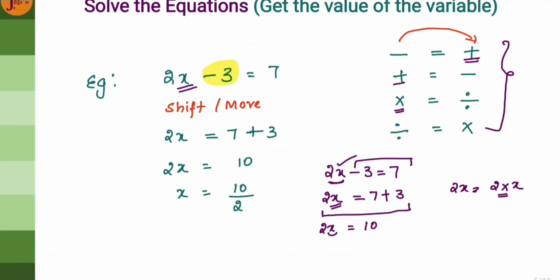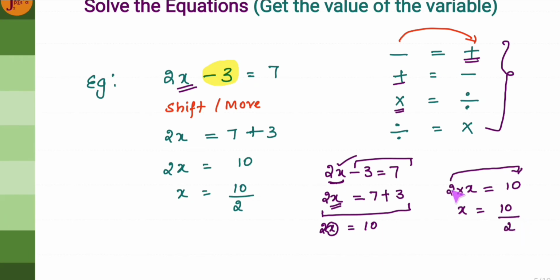Now we still did not get the x value. We just want the x value, but there is 2 here. 2x means it is 2 into x, right? 2 into x is equal to 10. Now I have to shift this 2. There is into here, 2 into x. When I shift it, it's going to be divide. So that means x is equal to 10 by 2, right?